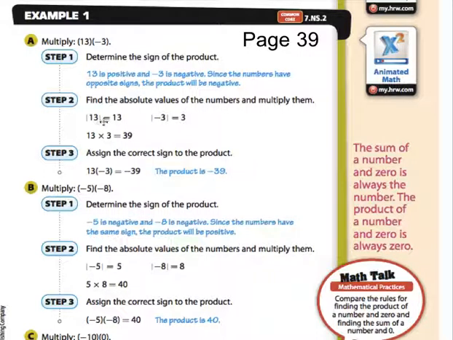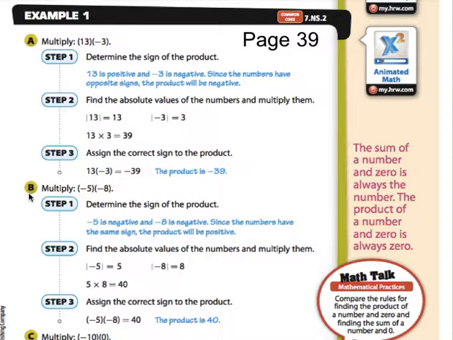So the absolute value of 13 is 13, and the absolute value of negative 3 is 3. So you're basically multiplying 13 times 3. 13 times 3 equals 39. Step 3, assign the correct sign to the product. So we have 13 times negative 3 equals negative 39. So you multiply the two numbers together and you have to make sure that you put a negative sign in front of your answer or your product.